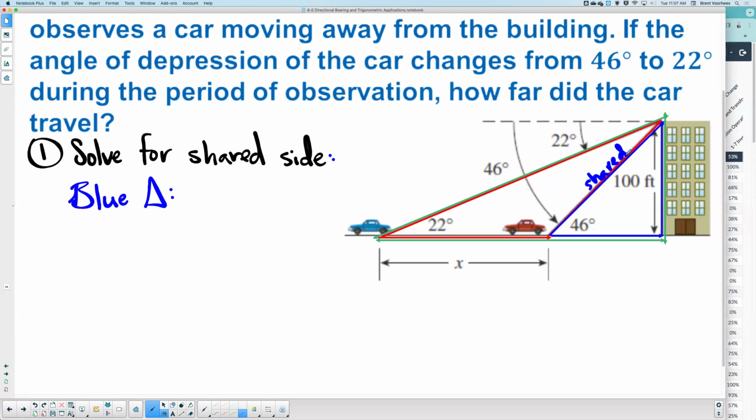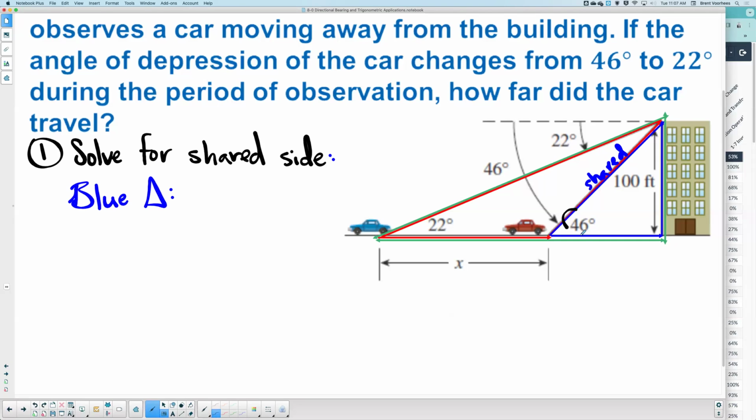So we need to solve for the shared side. We had rules earlier in the year about law of sines and law of cosines. Those are the only two formulas I'm going to use today. So let's start with the blue triangle. In the blue triangle, I have 100 feet and I have 46 degrees. Would that be a law of sines or a law of cosines? Are they a set or not a set? That's a set. We have a law of sines.